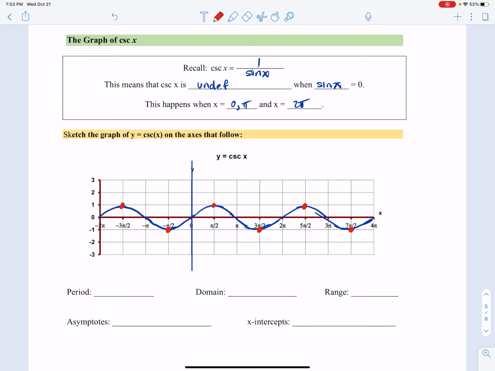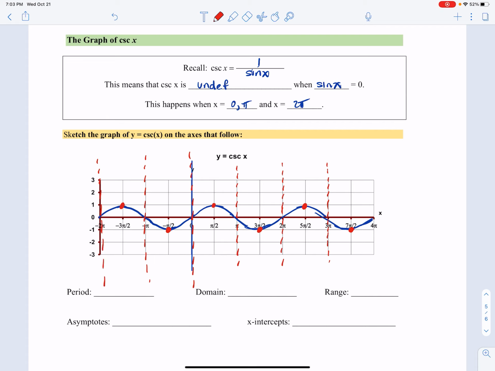The other thing to look at is, since the cosecant is undefined whenever sine is 0, well, when is sine 0? All the integer pi's. I'm going to put asymptotes at all the integer pi's, because that is what happens. So technically there's an asymptote right over top of the y-axis there. That's okay.